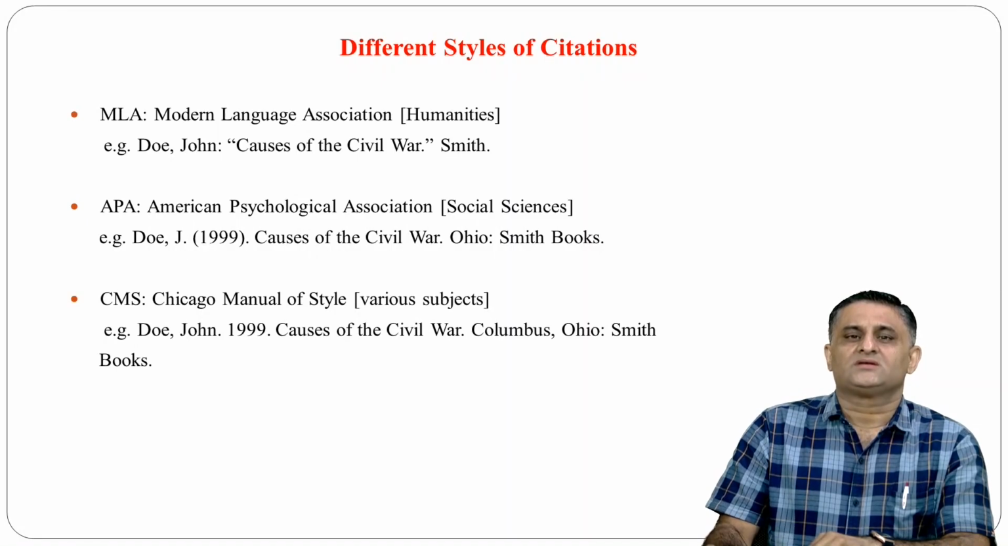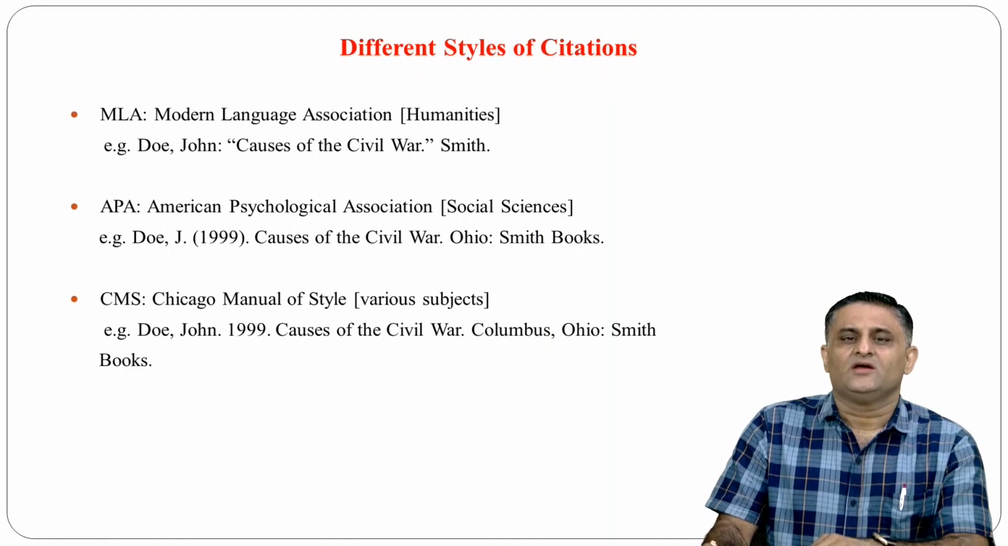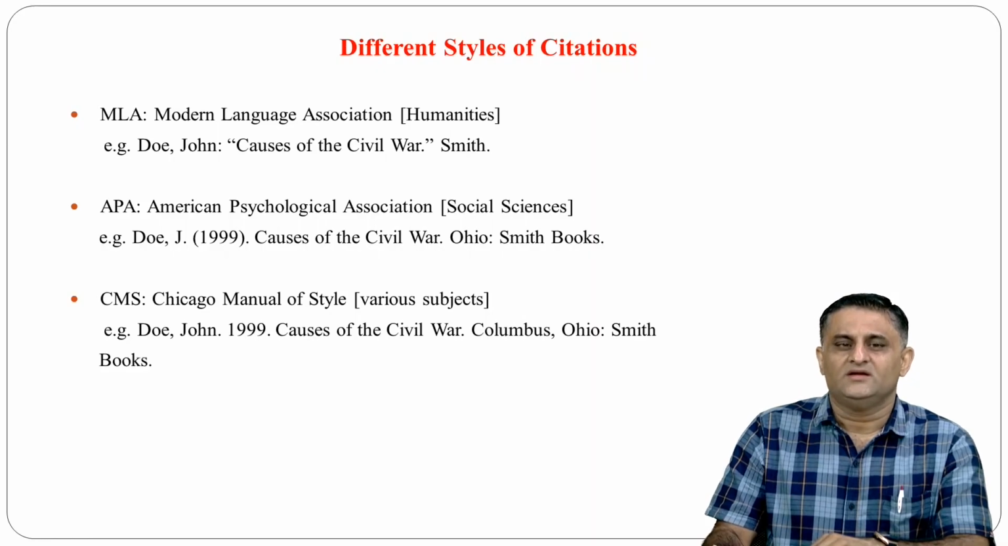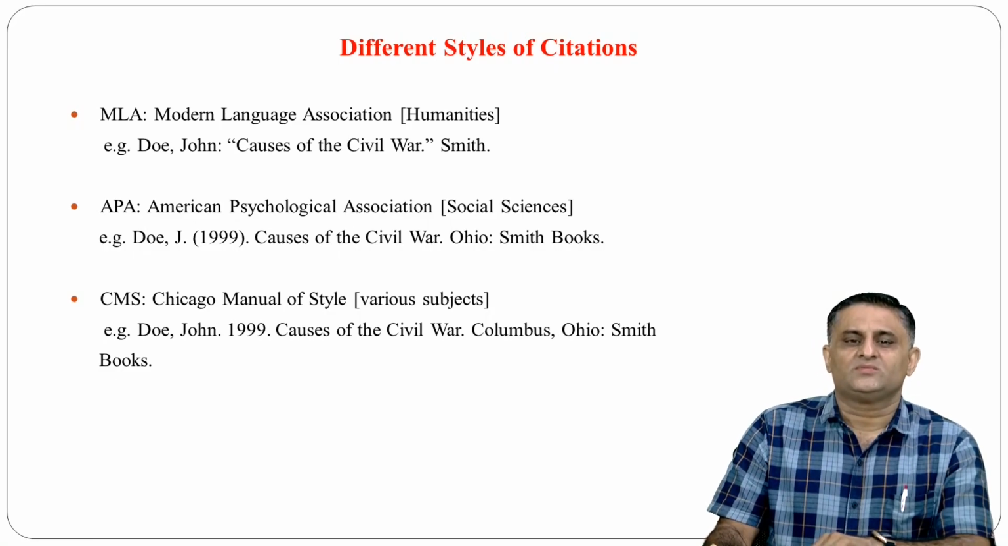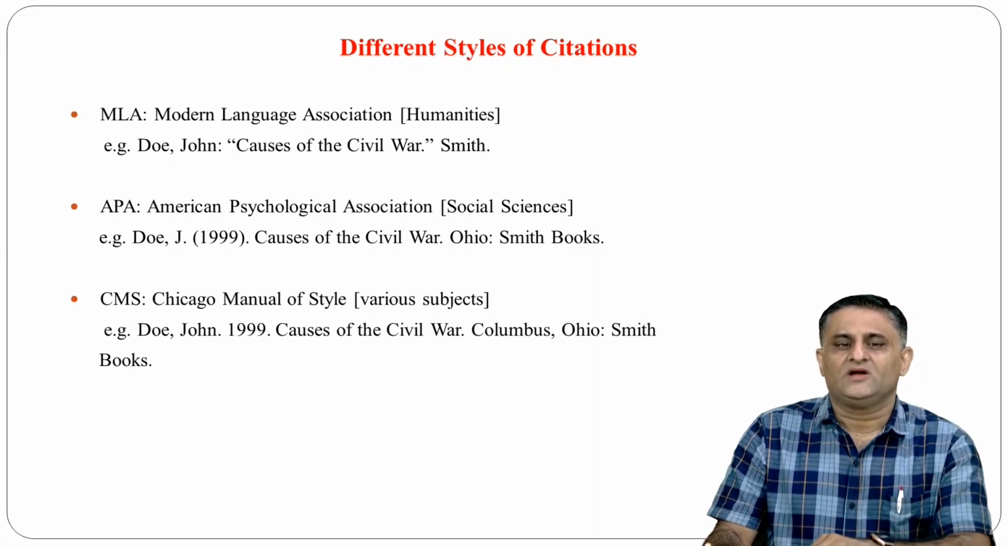Next thing is all about the different styles of citations. While you are writing and pursuing research work, we follow some different types of citations. The first one is MLA, Modern Language Association, which is for the humanities subjects. Example: John Smith, Causes of the Civil War. Next one is APA style, American Psychological Association, for social sciences, Causes of the Civil War. Here you can see the reference is written in three different ways. Third one is CMS, Chicago Manual of Style, for various subjects.